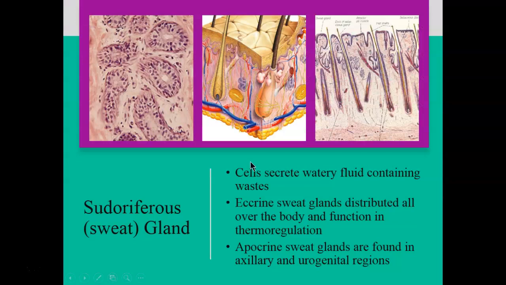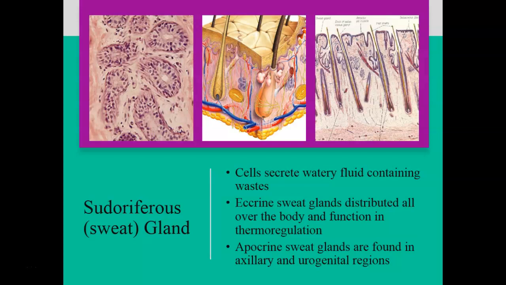Okay, your sudoriferous, think odor. These are your sweat glands. So your sweat glands are going to secrete a watery fluid that contains waste products. Your eccrine sweat glands are the ones that you find all over your body, and they help just to regulate body temperature, so thermoregulation. You also have what are known as apocrine sweat glands.